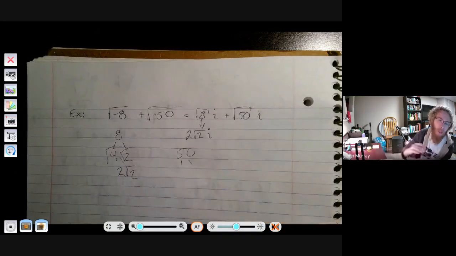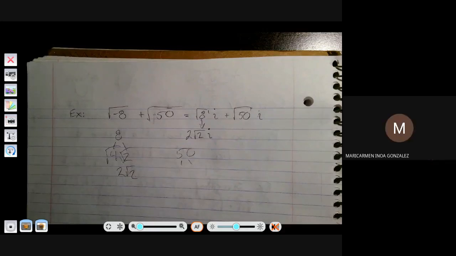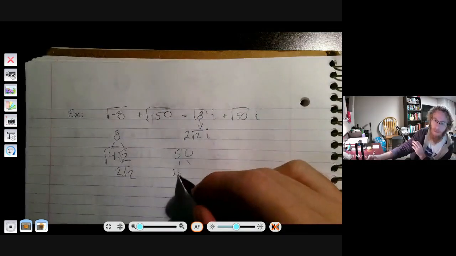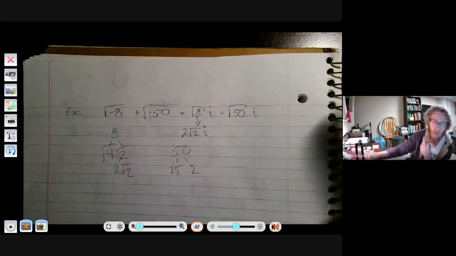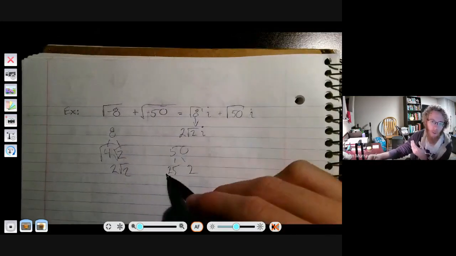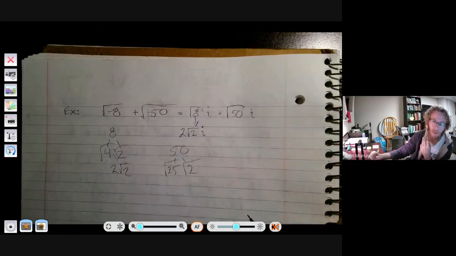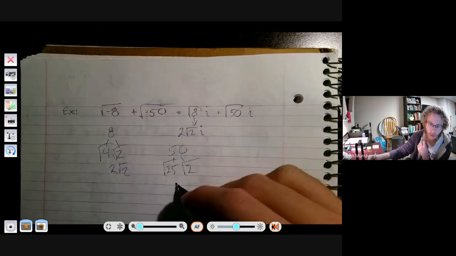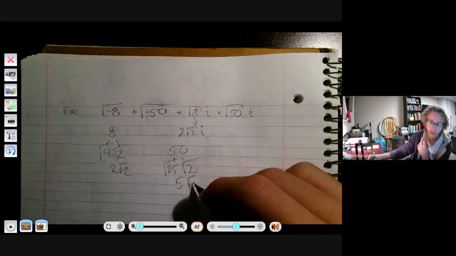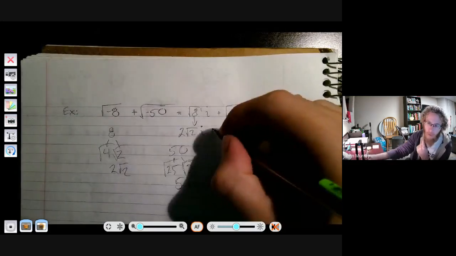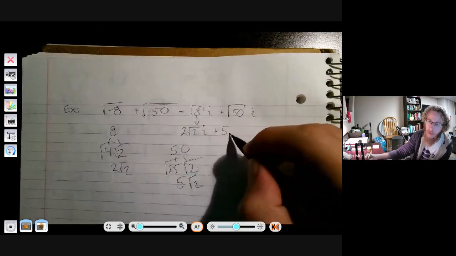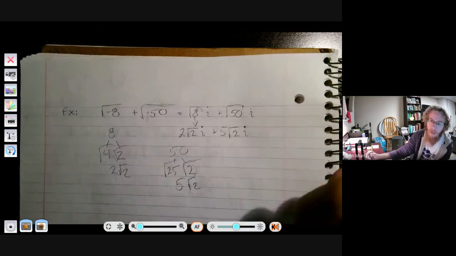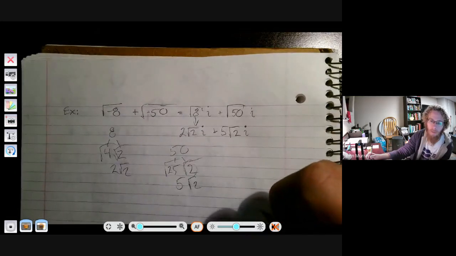So now let's break up 50, and try to find a number in 50. 25 times 2. Well done, because 25 is a nice square root. The square root of 25 is 5, and we have that square root of 2 left over. Good job.